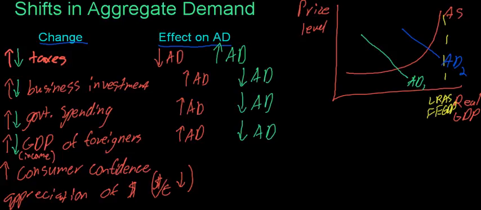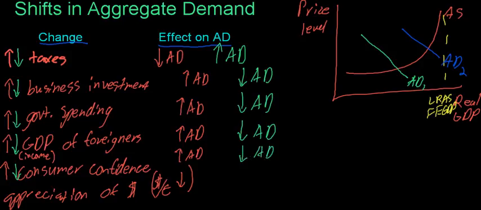Alright, so an increase in consumer confidence. Everyone just magically decides they want to spend more. So this will lead to an increase in aggregate demand because everyone's spending more. So people are demanding more and they want to buy more stuff. And likewise, a decrease in consumer confidence will lead to a decrease in aggregate demand.